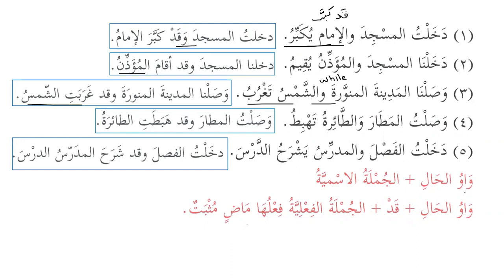So now we can see over here that waw al-hal plus the nominal sentence. So after waw al-hal, we have a nominal sentence. But when we have waw al-hal with the verbal sentence, then after waw al-hal we have qad, and then we have a verbal sentence whose verb is in the past tense and it should be affirmative, preceded by qad. Okay, excellent.